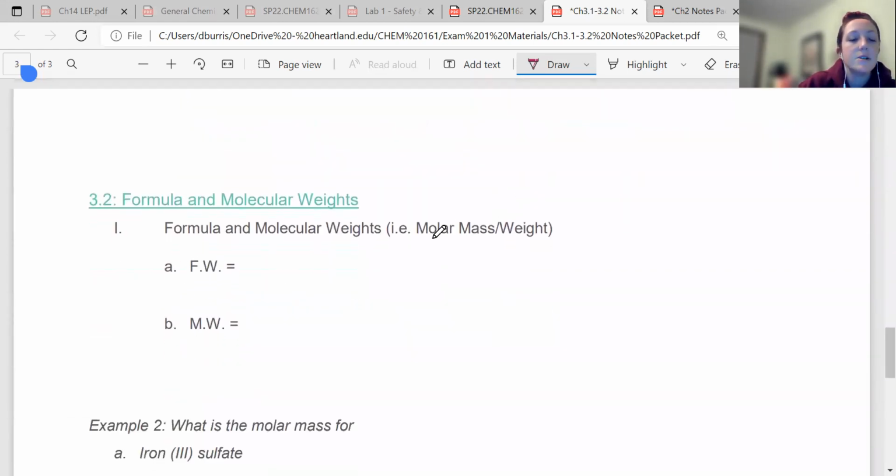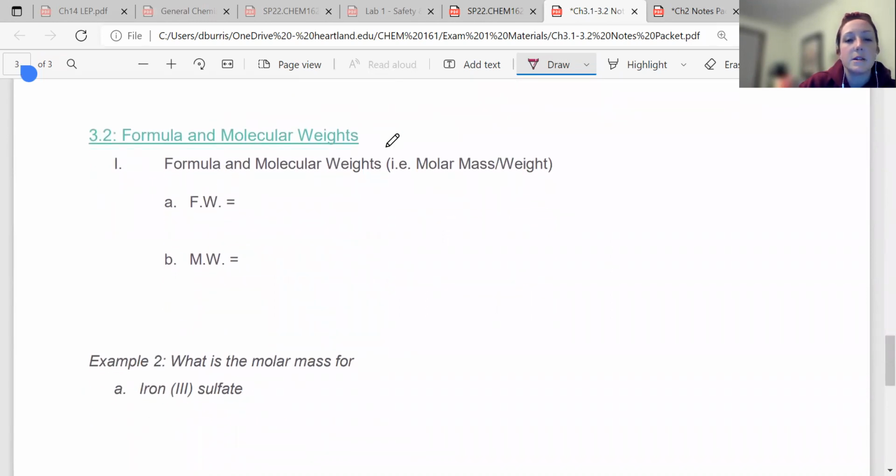All right, last thing I want to talk about today is formula and molecular weights. So formula weights, molecular weights, molar mass or molar weight or whatever you want to call it, these are all essentially the same thing. It's just the mass of a molecule. So when you see me write FW, that stands for formula weight, MW stands for molecular weight. The only difference is one is for ionic and one is for covalent, because formulas are ionic, molecules are covalent generally.